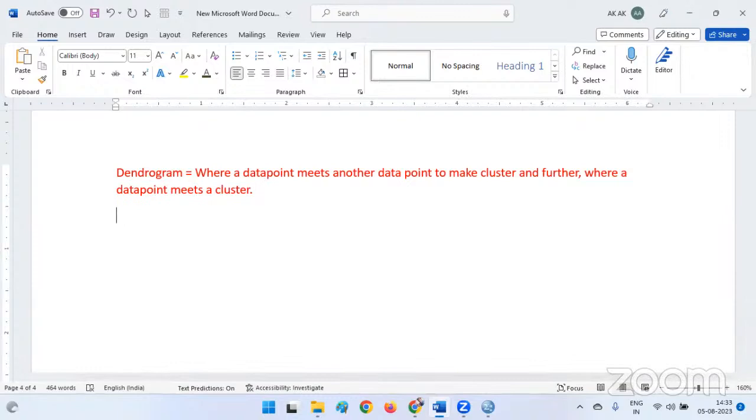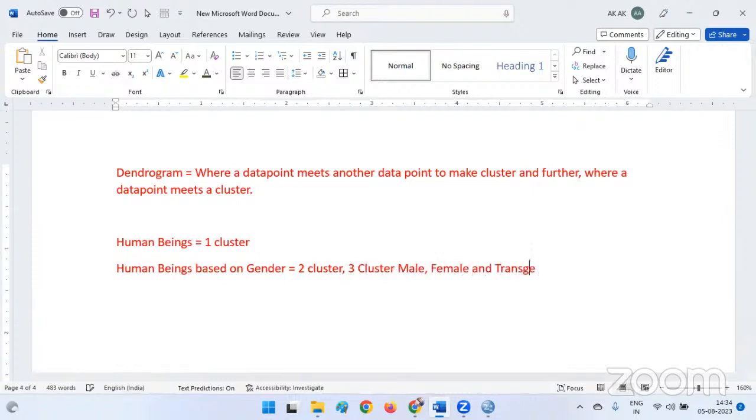And ultimately, there is always one cluster. But we are not satisfied with one cluster. If we say human beings, so there is only one cluster. If we say human beings based on gender, we had two clusters. We said no, there are transgenders also. So we have three clusters, male, female, and transgenders. So similarly, we keep on evolving.